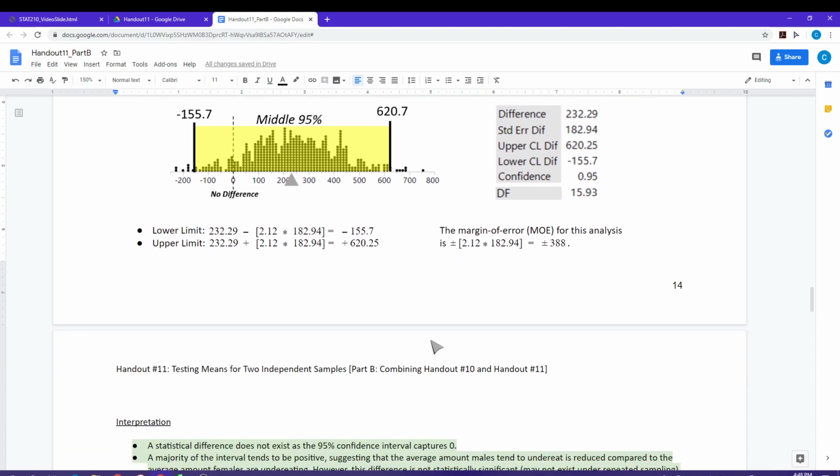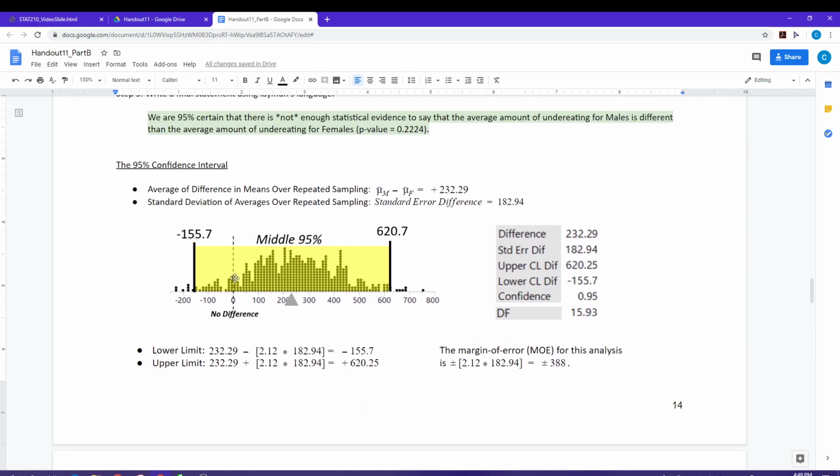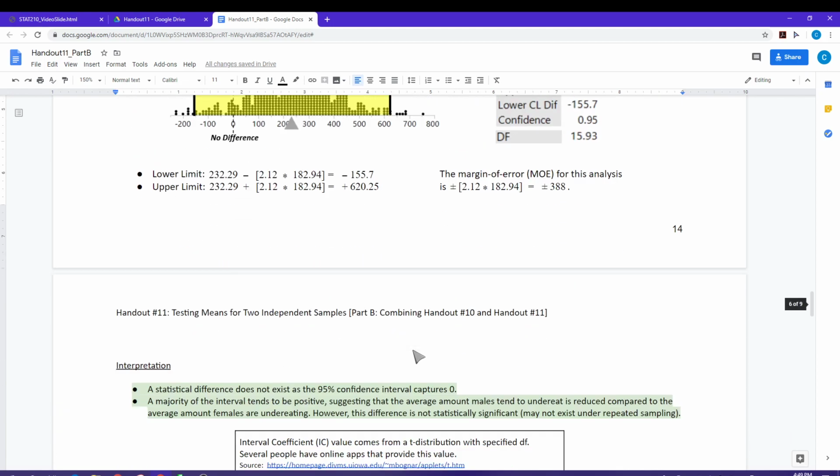The interpretation then, statistical difference does not exist. So we learned that from the p-value and also from the 95% confidence interval. So this 95% confidence interval catches 0 here. It goes from minus 155 up to 620. So that's going to capture 0. So there's not going to be a difference between these two averages.